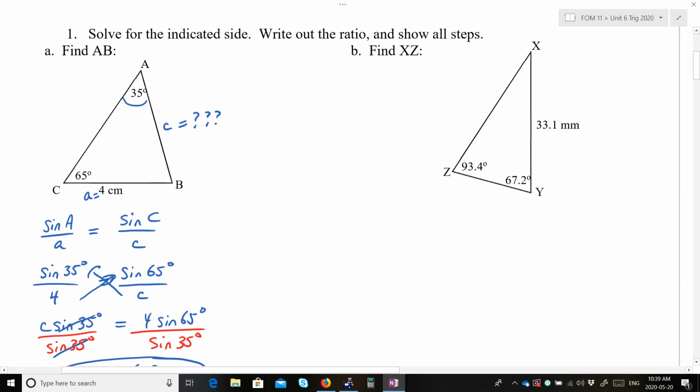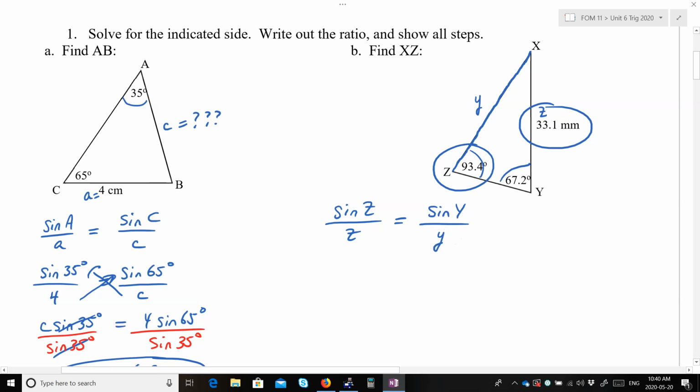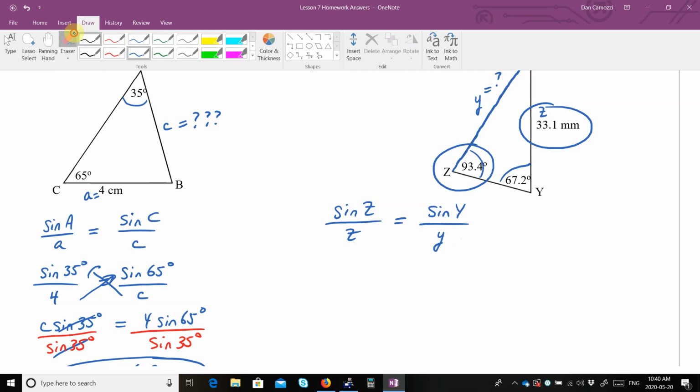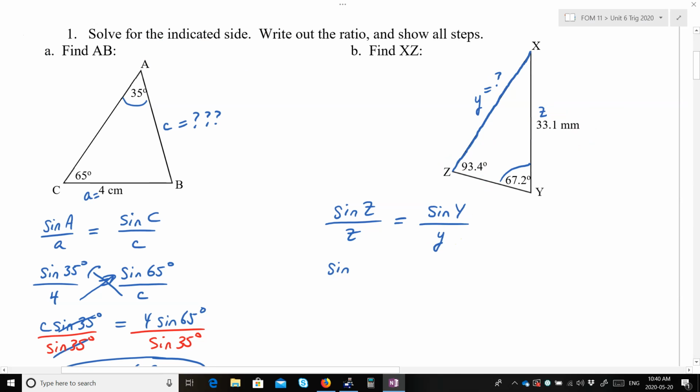Okay, let's do letter B here. Find XZ. XZ is this length right here, which is across from the angle Y, so we could call it little y. And we've got this angle, capital Z, across from that will be little z. So we have an angle-side relationship. So I'm going to go sine Z over little z equals sine capital Y over little y, because we want to figure out what little y is here. So I would say sine of 93.4 degrees divided by its opposite side, 33.1 millimeters, is equal to sine of Y, which is 67.2 degrees, divided by its opposite side, little y.